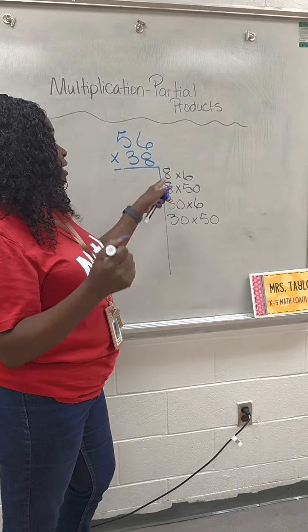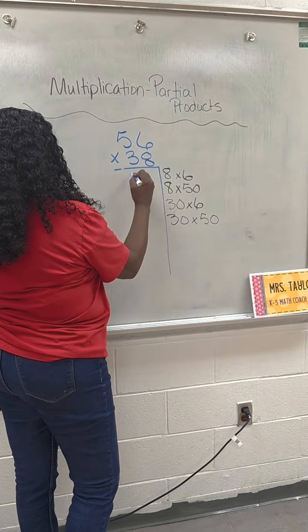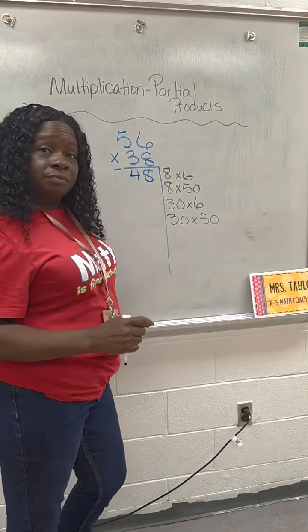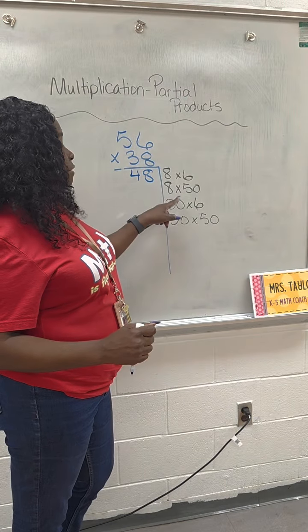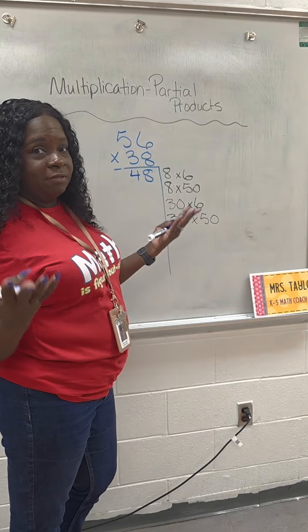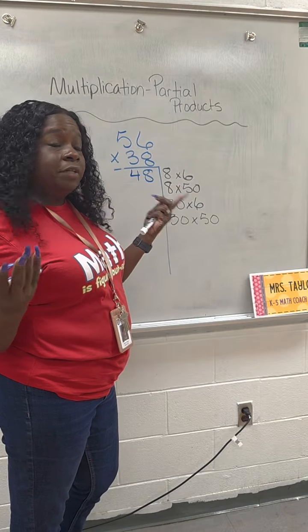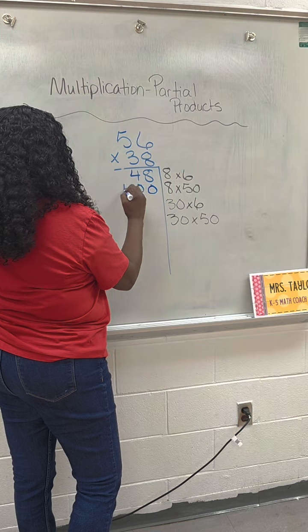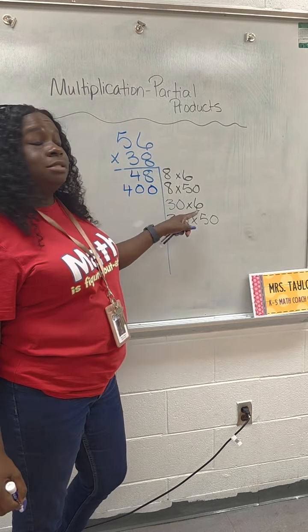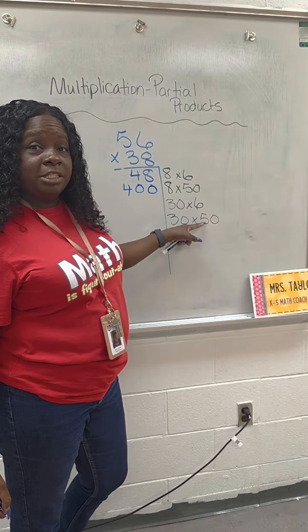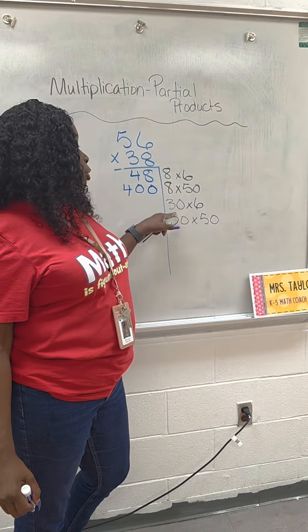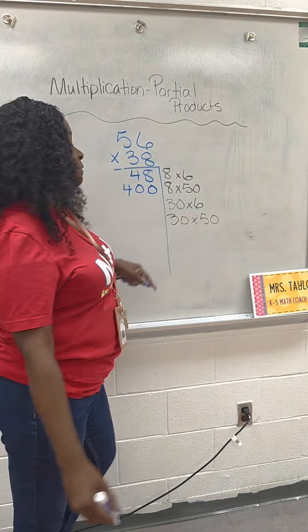We know that 8 times 6 is 48. 8 times 50. Well, we know in 8 times 50, we have 8 times 5. 8 times 5 is 40, so 8 times 50 is 400. 30 times 6. In 30 times 6, we have a basic fact. 3 times 6 is 18, so 30 times 6 is 180.